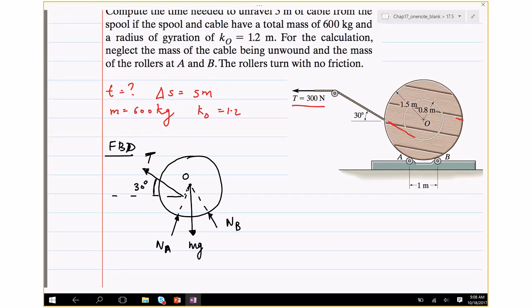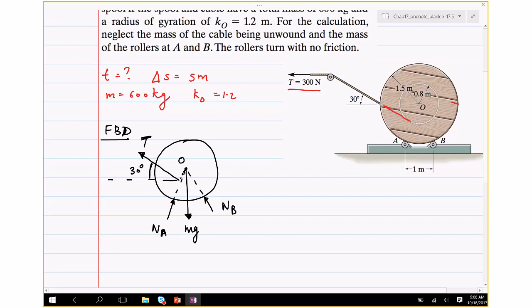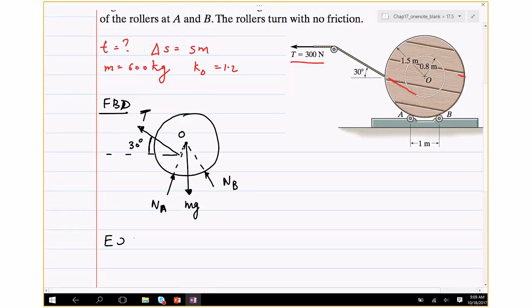So given that, let me try to write the equations of motion. So the question is, what am I interested in? Well, I'm interested in the acceleration of the spool. I do not care what the normal forces are. So given that, you've got to ask yourself, what equations can you write? Now there are only three equations. There is force equilibrium in the x, force equilibrium in the y, and then the moment equation.